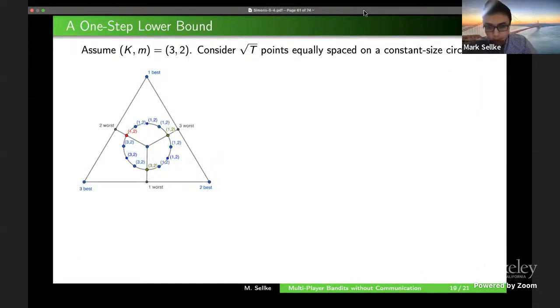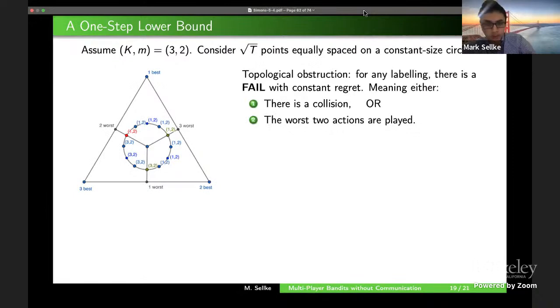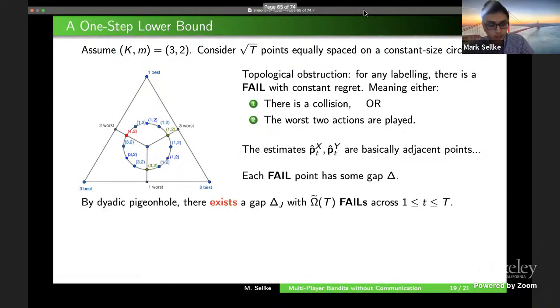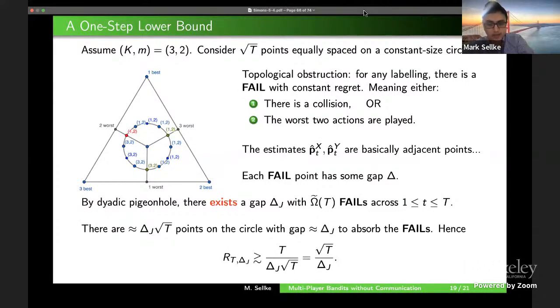Let me just say a little bit briefly about how you prove this. The idea is some kind of topological obstruction again. So you're going to put square root t points kind of uniformly around a circle and think of adjacent pairs of points as plausible pairs of like my estimate, comma, your estimate. And there's some topological obstruction saying that somewhere around this circle there has to be a fail. Either there's a collision or we play the bottom 2 out of 3 actions. And by some kind of pigeonhole argument, this says that you have a lot of fails at some gap level, and this leads to some amount of regret.